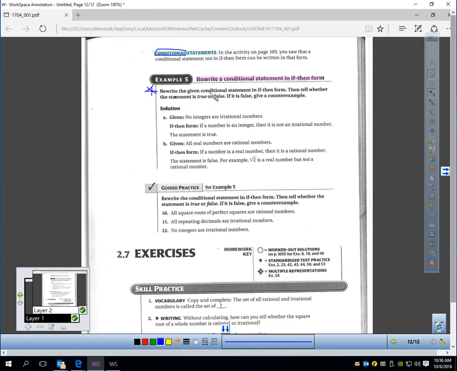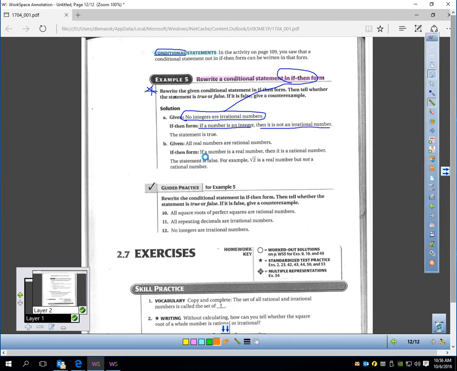Rewrite the given statement in if-then form, then tell whether the statement is true or false. If false, give a counterexample. So here they say, no integers are irrational numbers. They want me to write that in if-then form. Okay? So in other words, if it's an integer, it can't be irrational. So that's what they wrote. If the number is an integer, then it is not an irrational number. So remember, this part of the statement is called the hypothesis, if the number is an integer. The second part of the statement is called the conclusion, then it is not an irrational number.